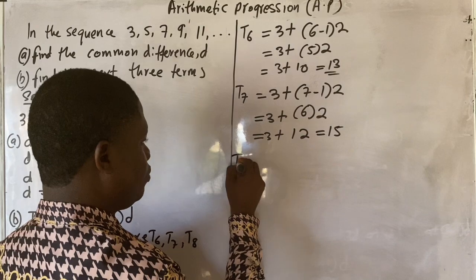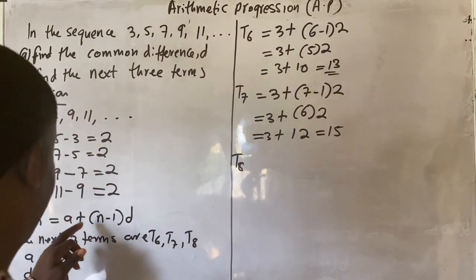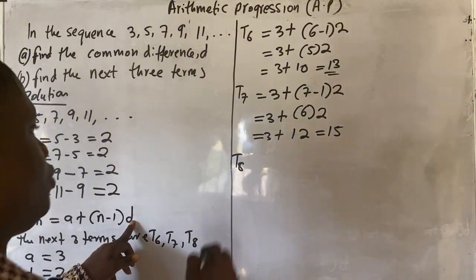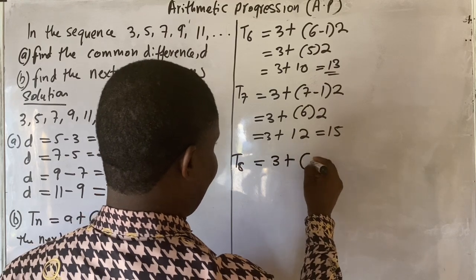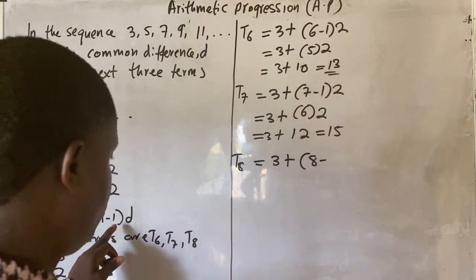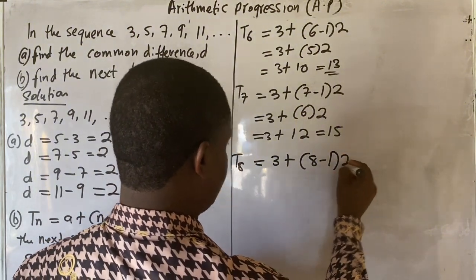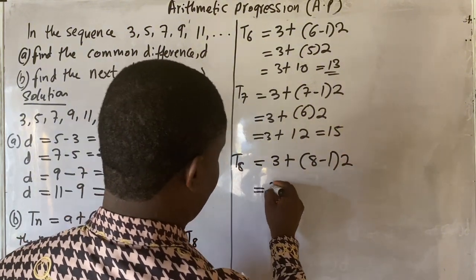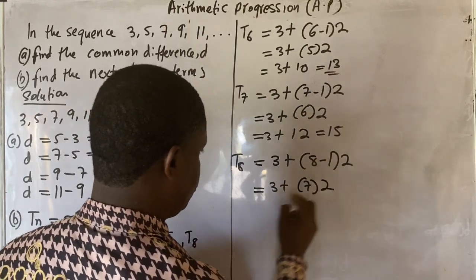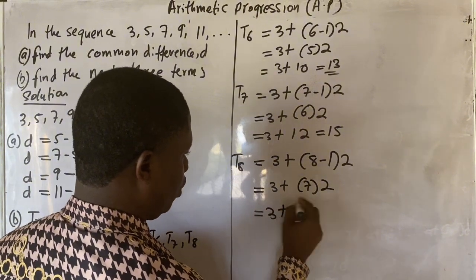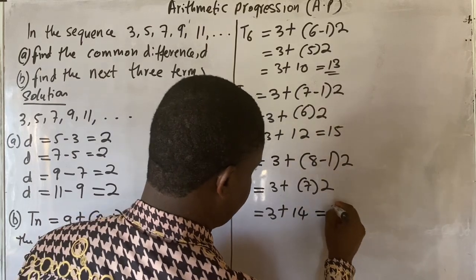And our T8, which is the last term we are asked to find, will be equal to A plus n minus 1 times D. So our A, the first term, is 3, plus our n, which is 8, minus 1, times the common difference, D, which is 2. So this will give us 3 plus 8 minus 1, which is 7, times 2. 3 plus 7 times 2 will give us 14. So 3 plus 14 will give us 17.